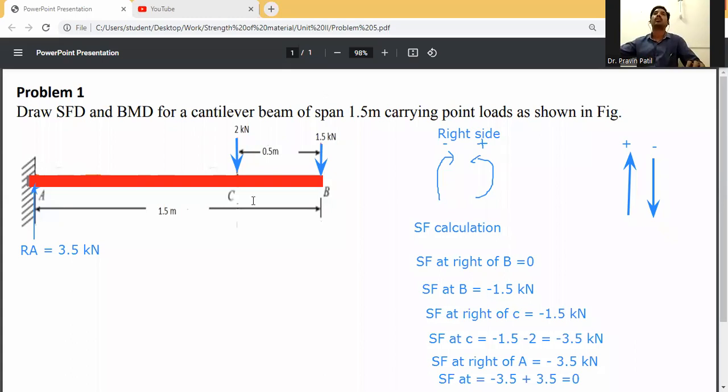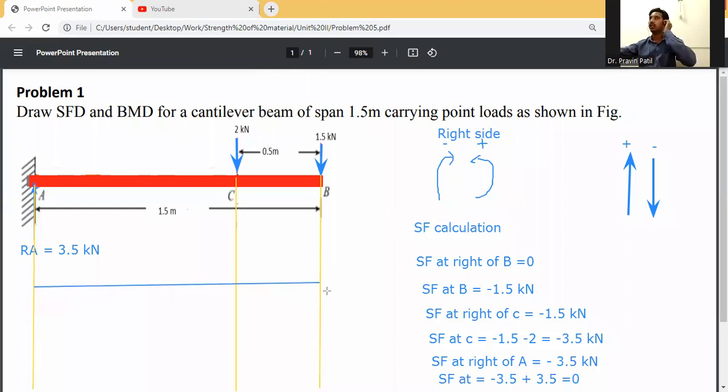So now draw the SFD with the help of the SF calculation. First of all, draw the reference line for that. This is the reference line at A, at C and at B. Then draw the neutral axis for that. So this is the neutral axis.